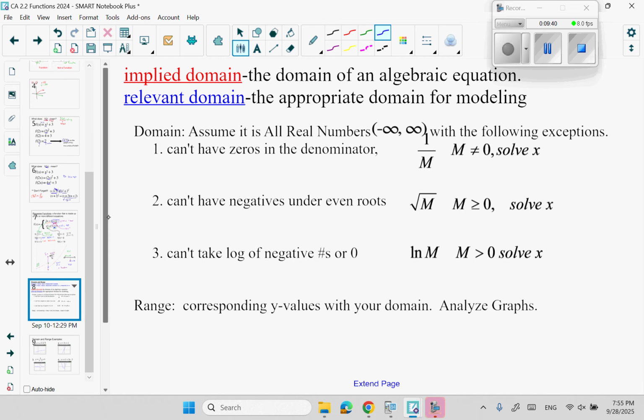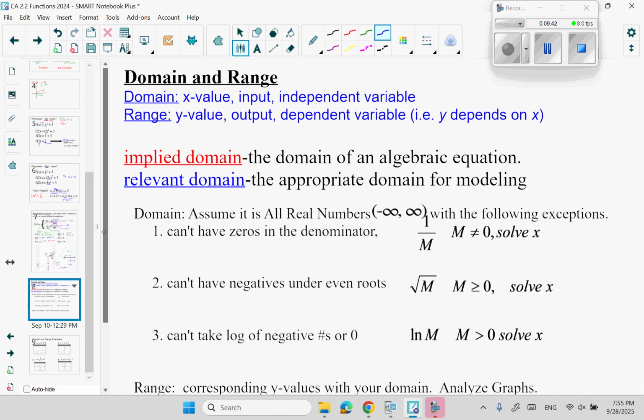Last thing we're going to talk about is obviously domain and range. It's always nice to talk about. Domain, recall, is the possible x values, and range is the possible y values. Implied domain is mathematically all possibles, like when we talk about all real numbers from negative infinity to positive infinity.